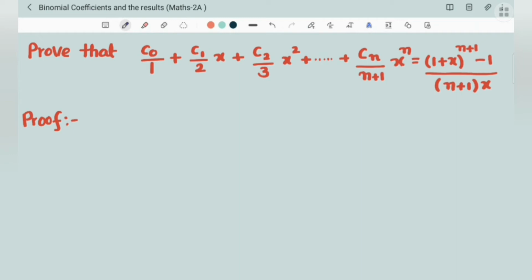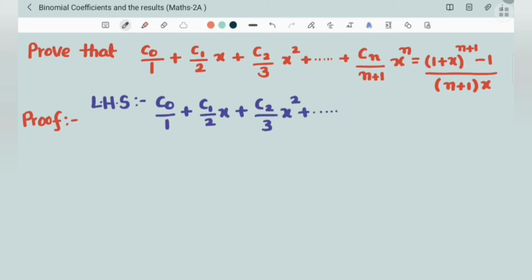Observe, dear students, carefully. First you have to consider the LHS value. So what is the LHS here? C0 by 1, C1 by 2 into x plus C2 by 3 into x square plus and so on, Cn by n plus 1 into x power n, that is LHS.